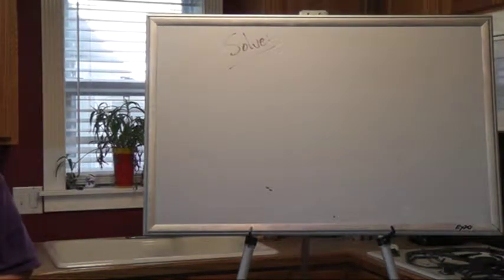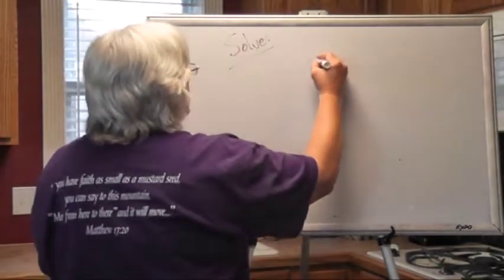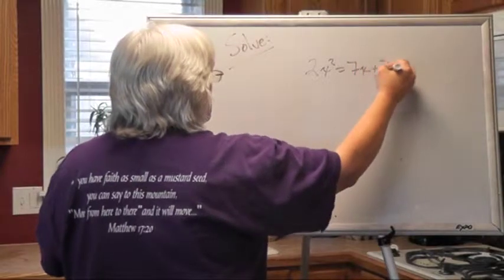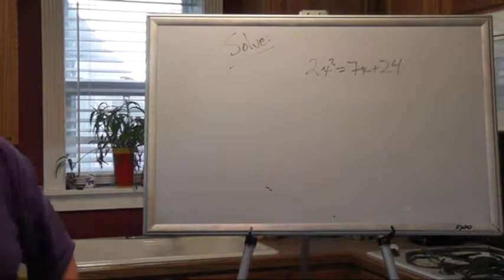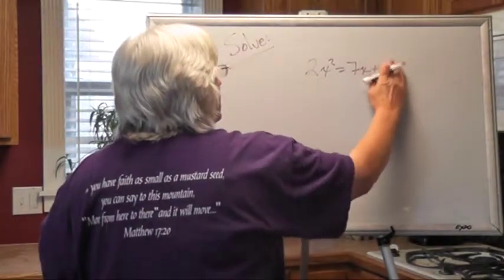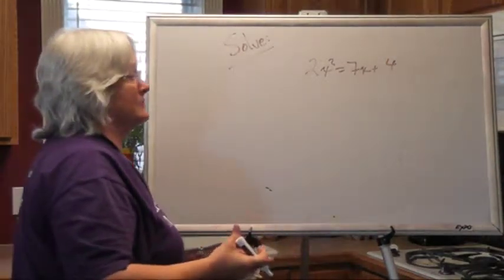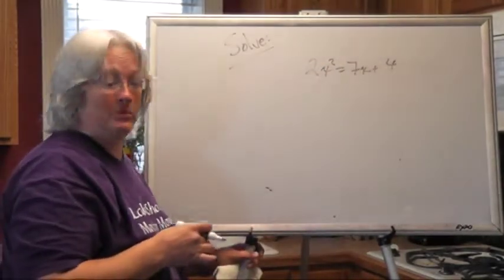We're going to go ahead and turn to page 448 in our book. And we have this example, 2x squared equals 7x plus 4. Let me check and make sure. 2x squared equals 7x plus 4. And the answer is give the solution set to this equation. Okay? We know it's a quadratic because it has a second degree term here.